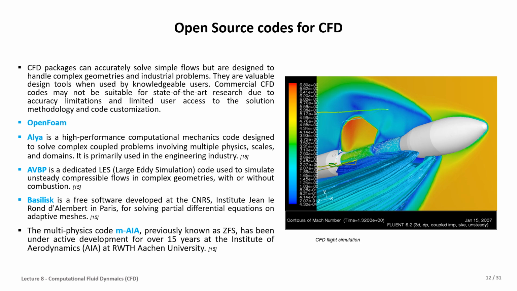For most of the CFD codes that are available, basically they are packaged to deal with simple problems, but they are capable and designed to handle complex geometries and industrial problems. Here we have listed some of the well-known open source codes, like OpenFOAM, as I mentioned, Alia, ABBP, and Basilisk.